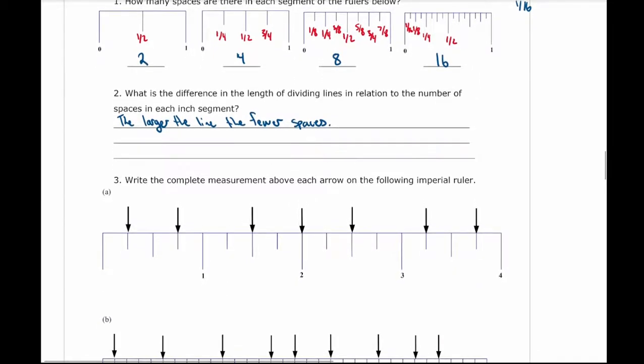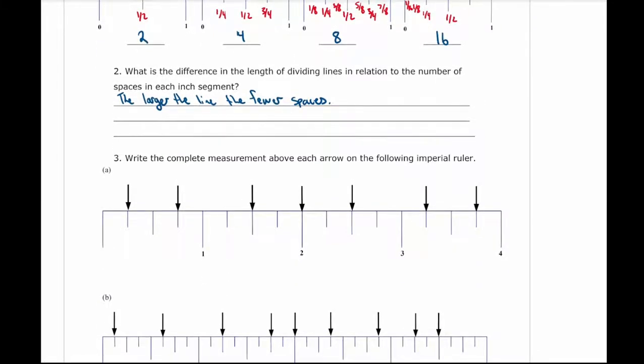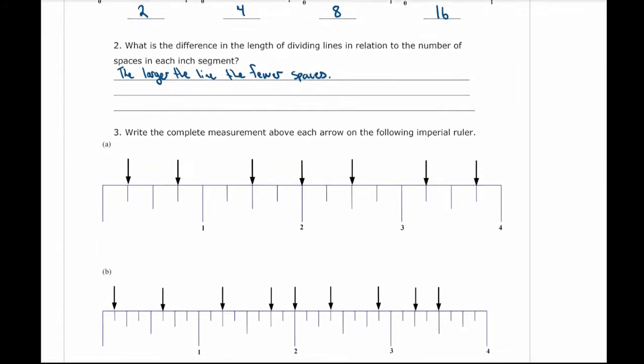So what we're going to do here is now we're going to look at practicing writing down some different measurements, or basically reading different measurements from our kind of makeshift rulers here. So here we want to, again, for each arrow, write down the measurement, and we're going to assume it's an imperial ruler. So the 1 represents 1 inch, 1 inch, and so on.